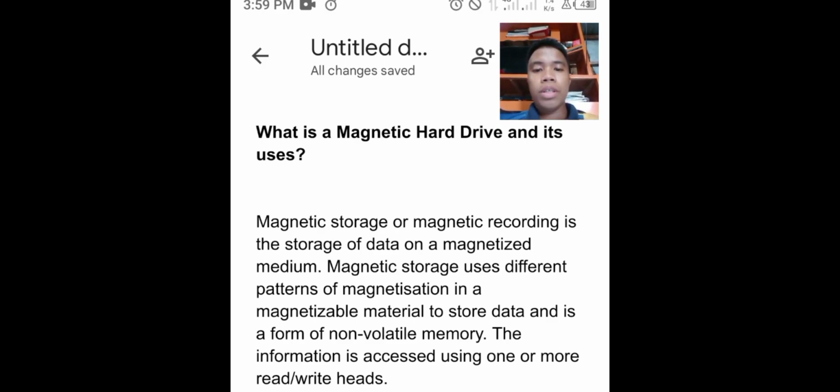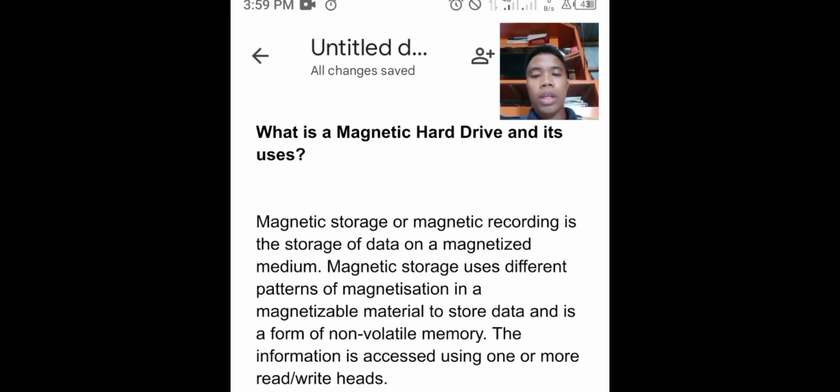Magnetic storage media, primarily hard disk, are widely used to store computer data as well as audio and video signals. So, magnetic storage media, hard disk, is used to store computer data and audio or video signals.